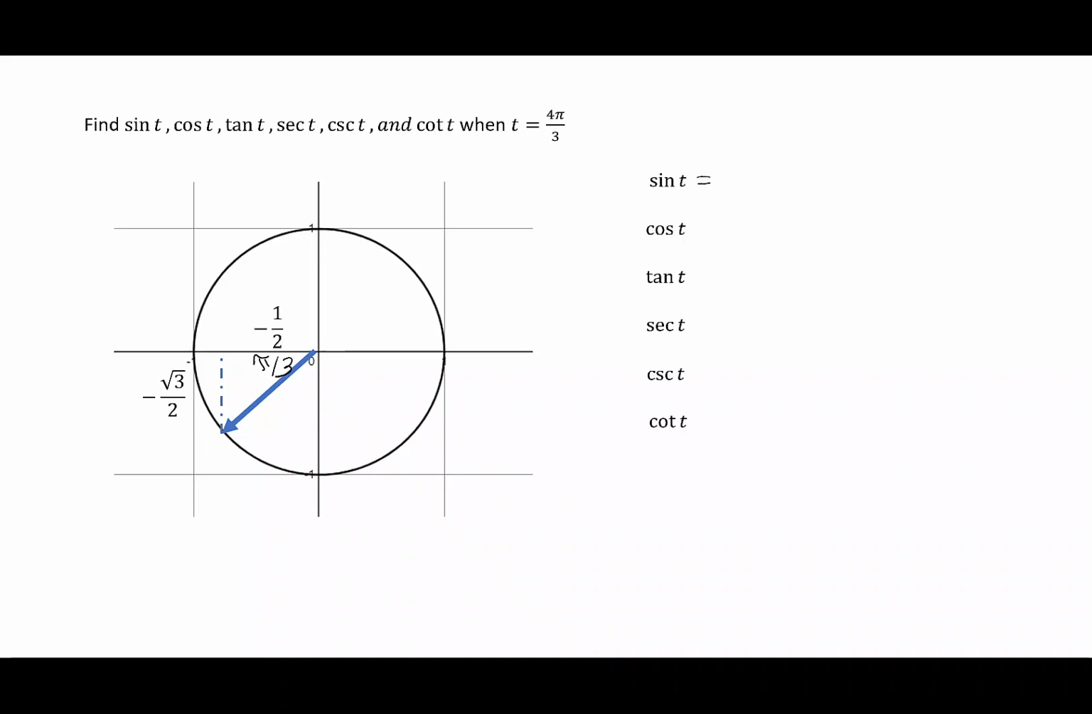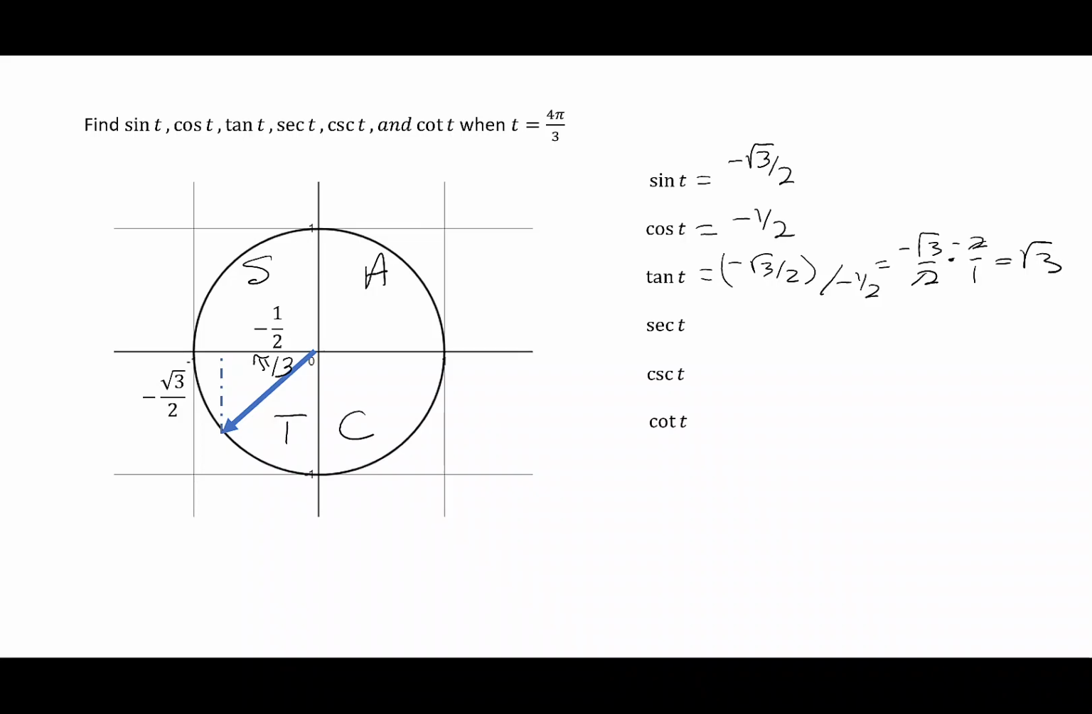The sine of t will be negative square root of 3 over 2. Cosine of t we said was negative 1/2. Tangent is sine, negative square root of 3 over 2, divided by cosine, which is negative 1/2. Negative the square root of 3 over 2 times negative 2 over 1 says we have a positive square root of 3. Remember we said that the signs of the quadrants were all sine, tangent, and cosine, so we expect tangent to be positive in the third quadrant. Secant will be the reciprocal of cosine, so if I flip negative 1/2, I get negative 2 over 1, which we can write as negative 2.